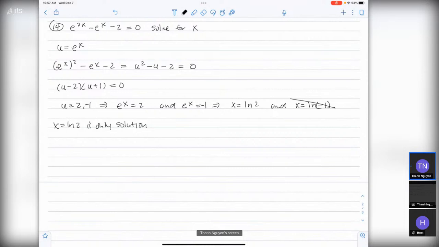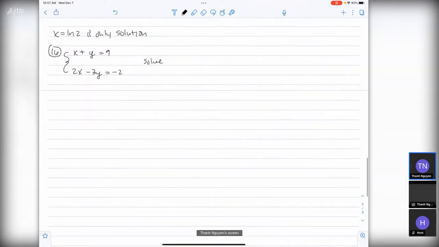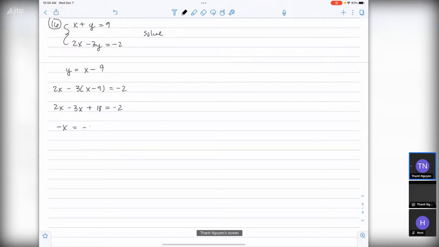Okay. So next thing we have is problem 16. We're going to be solving x plus y equals 9, and 2x minus 3y equals negative 2. We want to solve. All right, so the way I solve this is I get y is equal to x minus 9. Okay, so I'm going to use substitution here. So we have 2x minus 3 times x minus 9 is equal to negative 2. Plus 18 is equal to negative 2, in which case you have negative x is equal to negative 20. So then x is equal to 20.